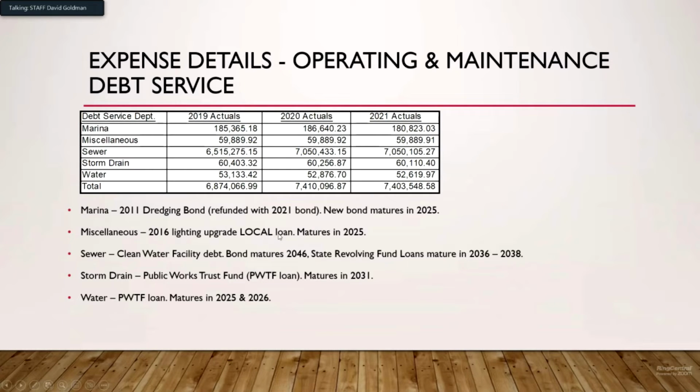That's paid off by about 5 different funds, a few different areas of the city. It's about $60,000 a year. In sewer, that is the clean water facility debt. The bond matures in 2046, and the state revolving loan funds mature in 2036 to 2038. And you can see what the actual expenses were here in that sewer line. And storm drain, you'll notice there's a Public Works Trust Fund loan that matures in 2031. And water, there's also a Public Works Trust Fund loan that matures in 2025 and 2026.